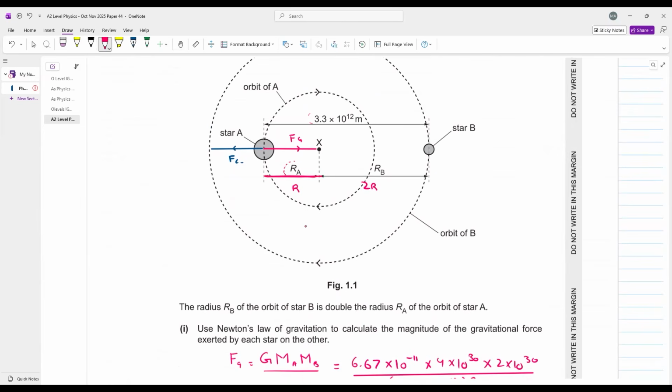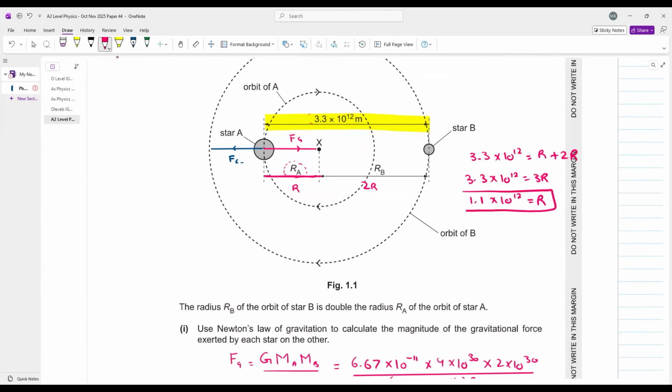Sir, how to calculate the value of RA? Now, please pay attention. Can you realize this entire distance, 3.3 × 10^12, is equal to what? R plus 2R. So 3.3 × 10^12 equals 3R, and 1.1 × 10^12 equals R.